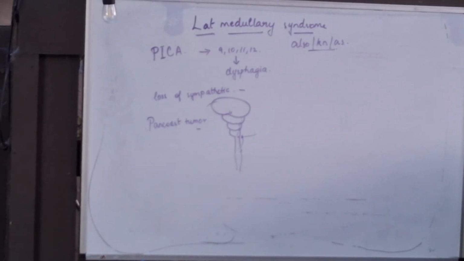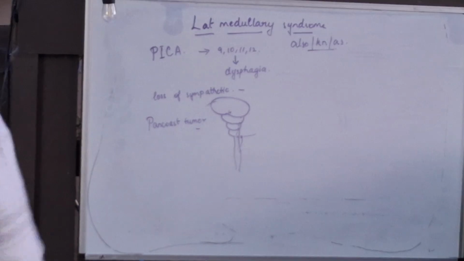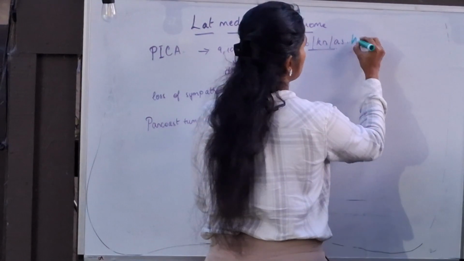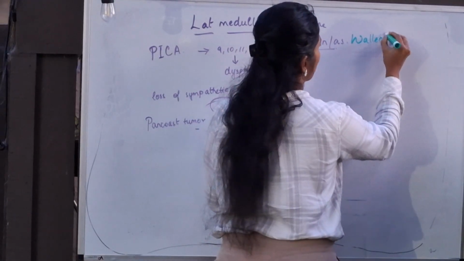Hello everyone. Now we are going to see about lateral medullary syndrome. What is lateral medullary syndrome? The lateral medullary syndrome is also known as Wallenberg syndrome.